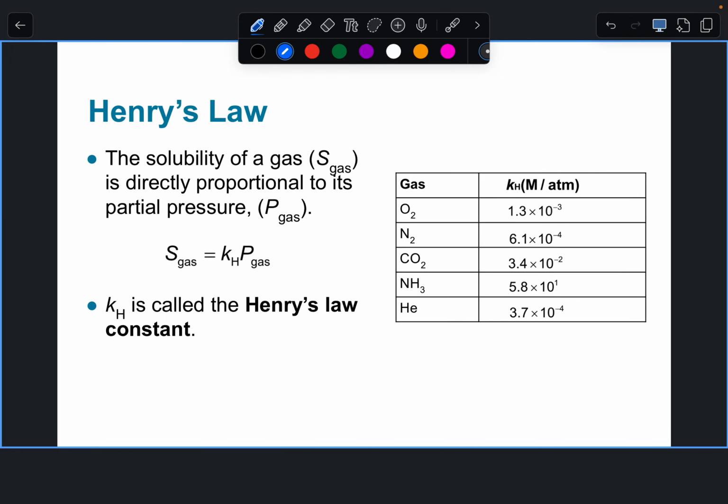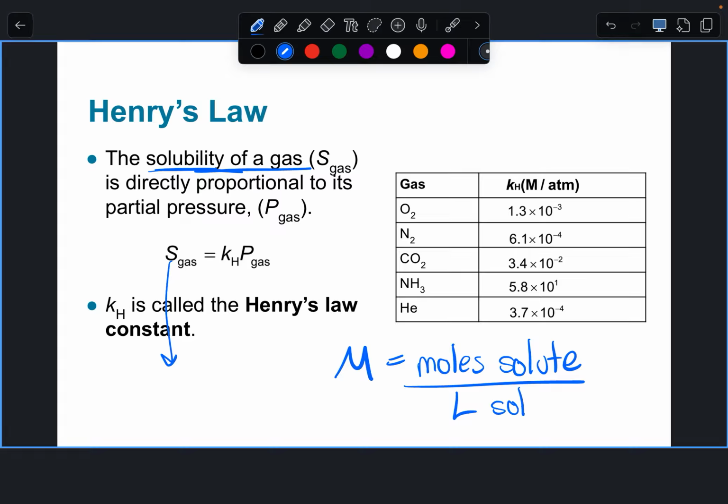The amount of it that dissolves is called the solubility. So it says here the solubility of the gas. Usually this is measured in molarity. If you remember, we did molarity in chapter 5: moles of the solute over liters of the solution.